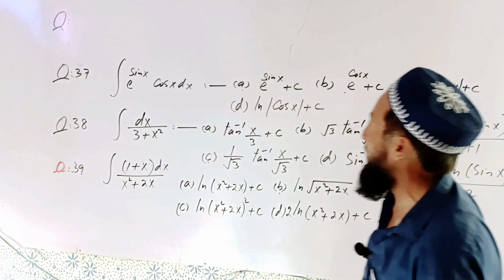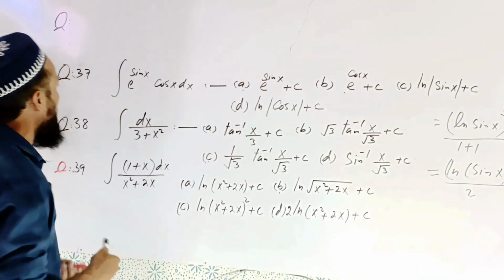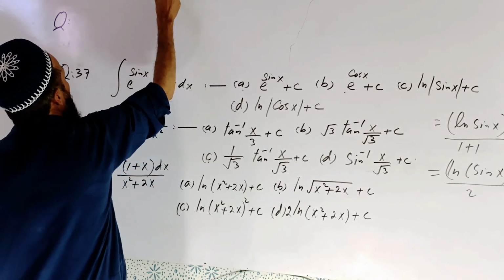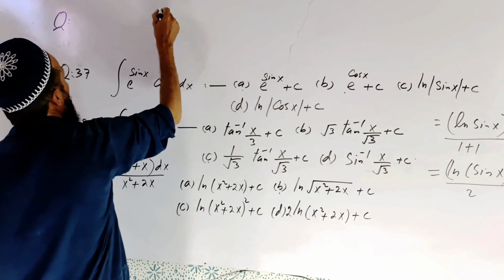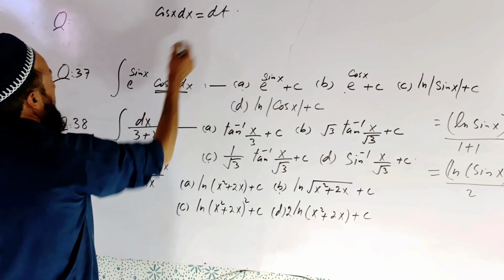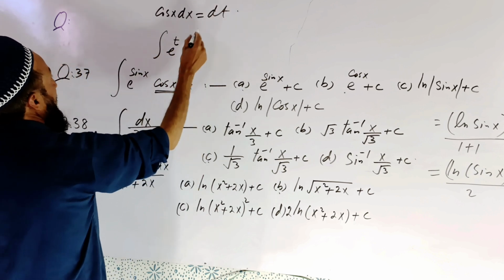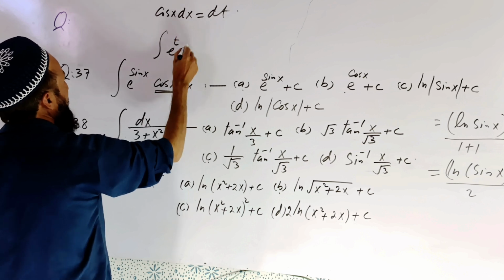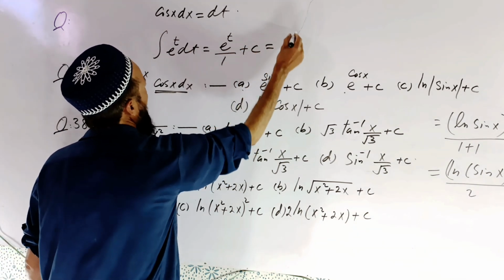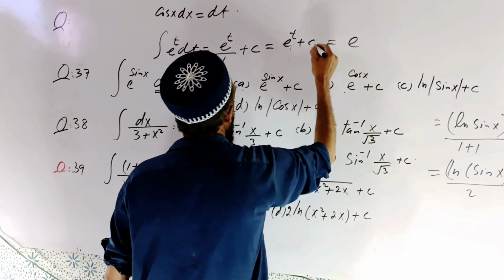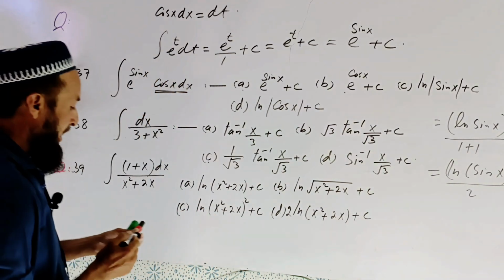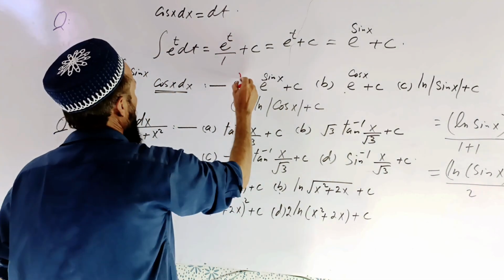Integration of e power sin x cos x. What is the result? We are using the substitution method. We are using here that the derivative of sin x is cos x. So put sin x equal to t. So the derivative of sin x is cos x, so cos x dx is equal to dt. So we put dt here for cos x dx. So e power t, and the derivative of t is 1, plus c. So e power t plus c, and here e power t is equal to e power sin x plus c. So check the answer. Option A is the correct option.